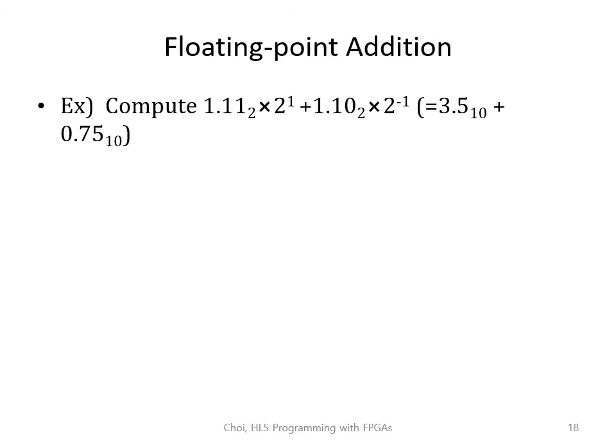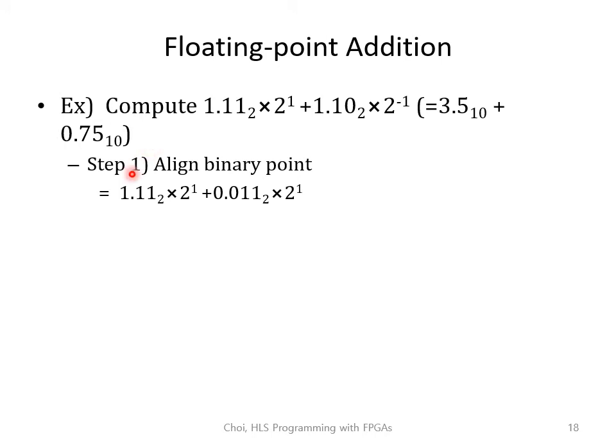Let's see how to do floating point addition. The floating point arithmetic is not the main focus of this lecture, but I'm still showing it to you to demonstrate how complex it is compared to the fixed point arithmetic. So let's compute 1.11 times 2 to the power 1 plus 1.10 times 2 to the power minus 1, which is the same as adding 3.5 and 0.75 in decimal numbers.